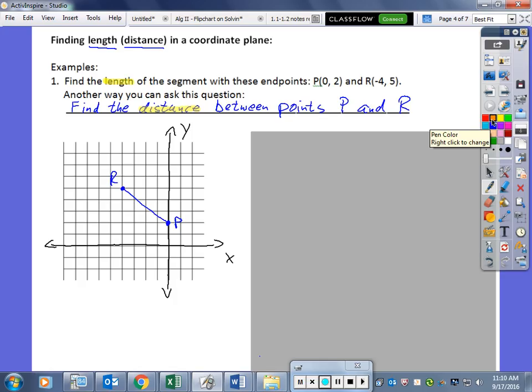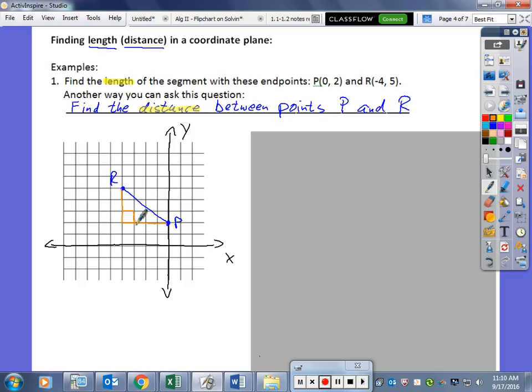How many boxes is R above P? We go down this way and we see that it's 3 boxes above. And how many boxes is P to the right of R? Going like this, we see that it's 4. And guess what? We have just created a right triangle.